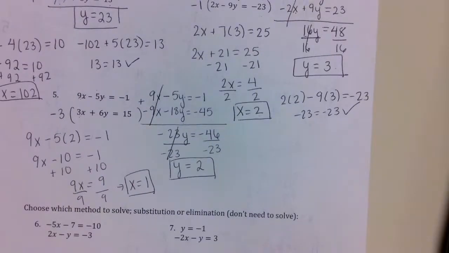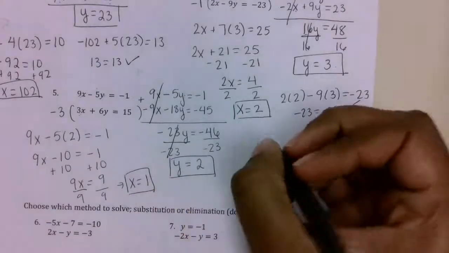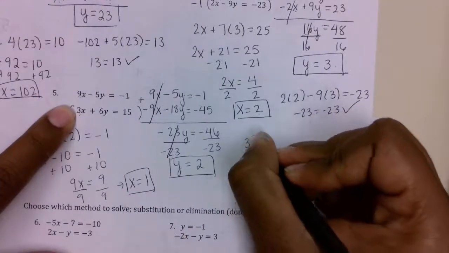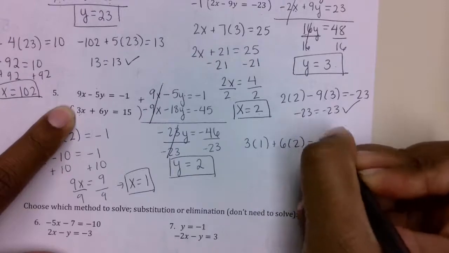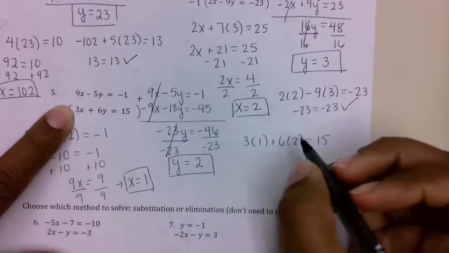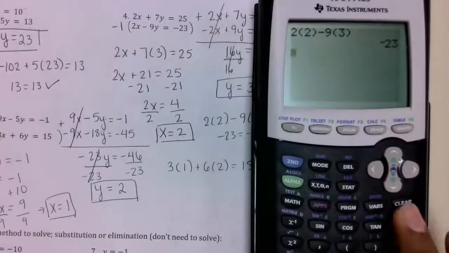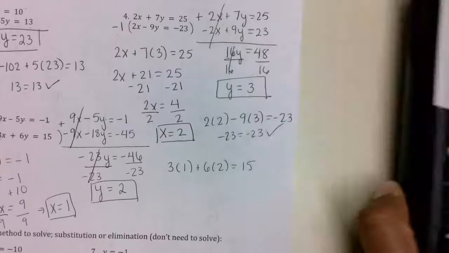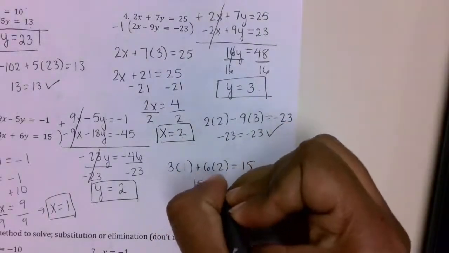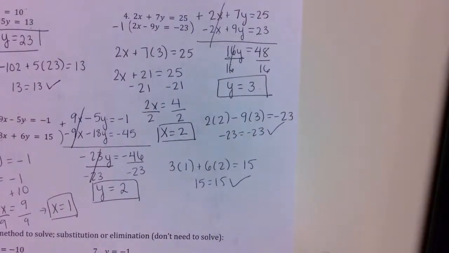All right, from here, you're just going to double check and make sure you did it correctly. So plug in the 1 and the 2 to either equation. I'm going to plug it into the second. So 3 times 1 plus 6 times 2 is equal to 15. And then you're going to check your calculator, make sure it's good. So 3 times 1 plus 6 times 2 is equal to 15. 15 is equal to 15, so yes, it checks out.